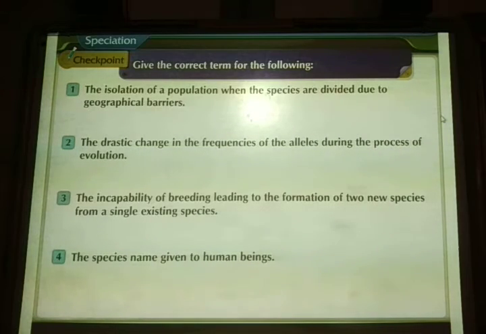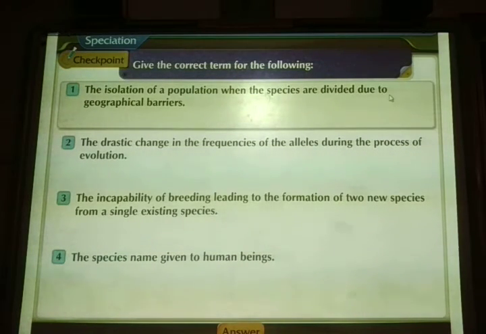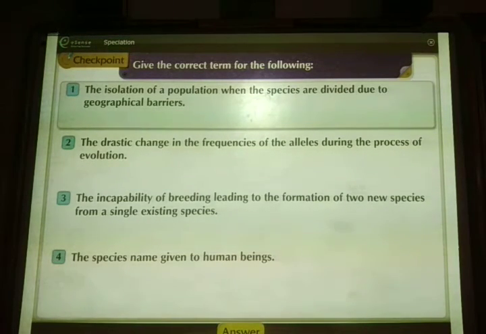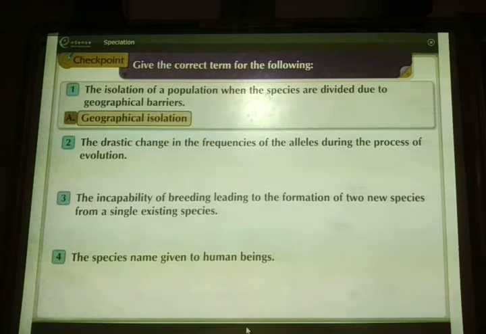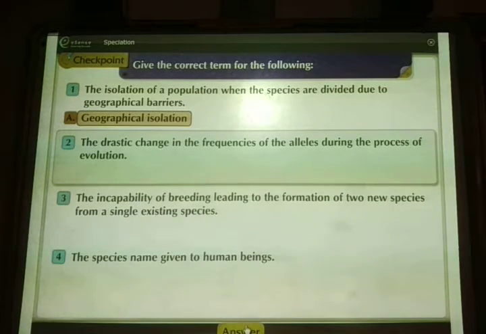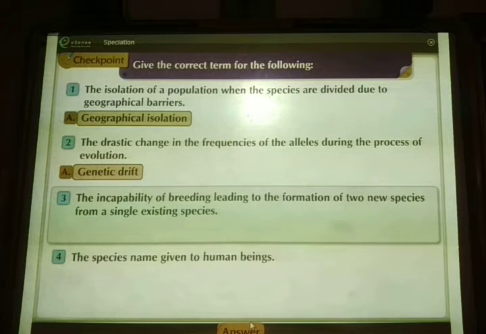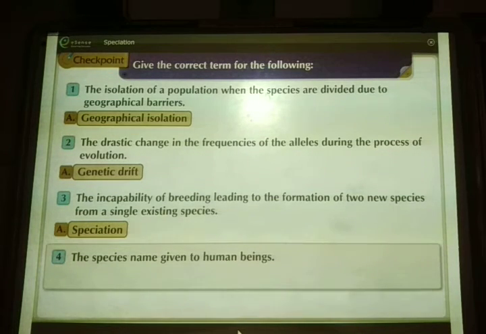Let's do a quick check. The isolation of a population when the species are divided due to geographical barriers, what do we call it? Geographical isolation. The drastic change in the frequencies of the alleles during the process of evolution. The incapability of breeding leading to the formation of two new species from a single existing species. The species name given to human beings, Homo sapiens.